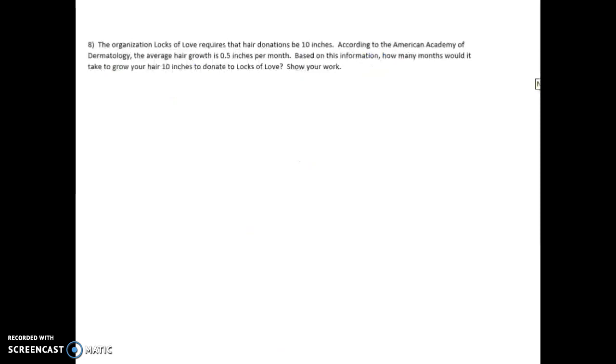Now the last question: the organization Locks of Love requires that hair donations be 10 inches. According to the American Academy of Dermatology, the average hair growth is a half inch per month. So in this case, our slope is 0.5 inches. Based on this information, how many months would it take your hair to grow 10 inches so you can donate it? I want you to think about this one. If your hair is growing a half inch per month, how long is it going to take to grow 10 inches? Come up with an equation and see how long it will take.